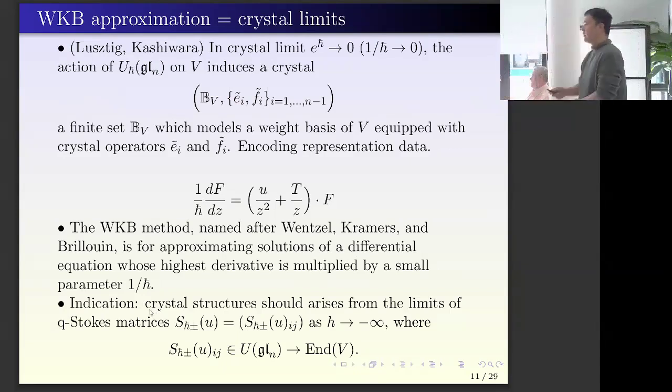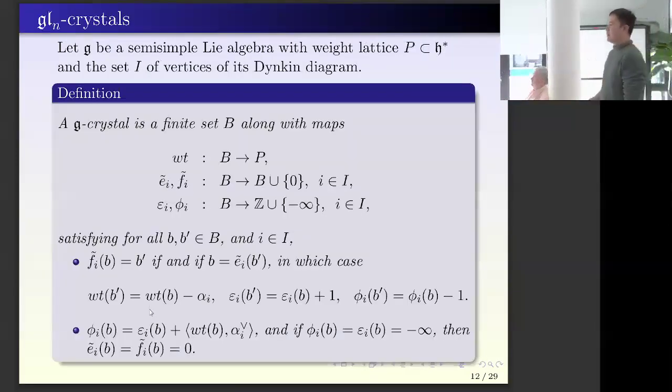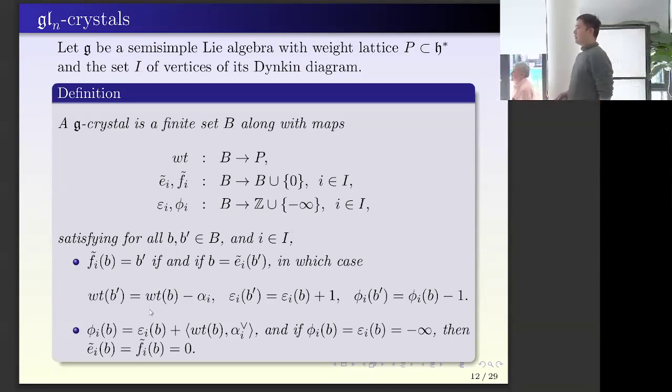So our next goal is to realize these crystal structures by studying the ħ go to infinity behavior of the quantum Stokes matrix. Okay, so maybe here let me recall a bit the crystal structure. As I said, given a finite dimensional representation V, you can think of a crystal as a basis B with some nice properties. To be more precise, if we take any semi-simple algebra, but of course in my talk, G is just GL_n.